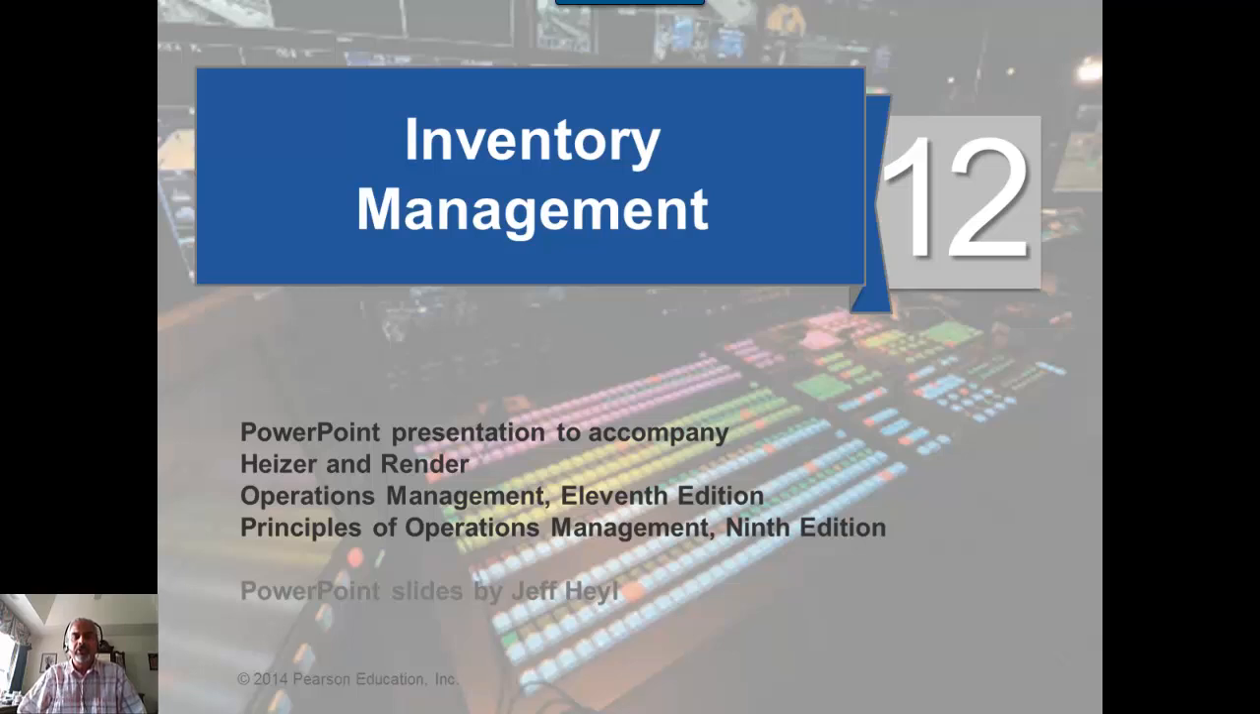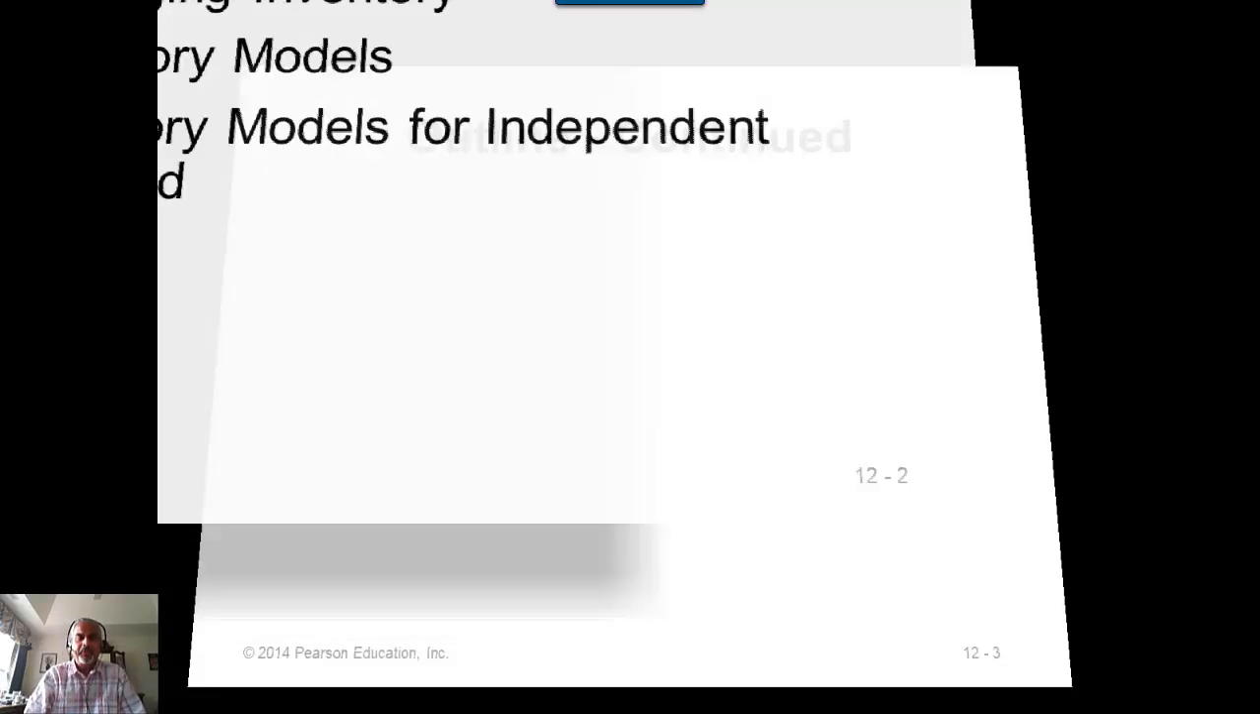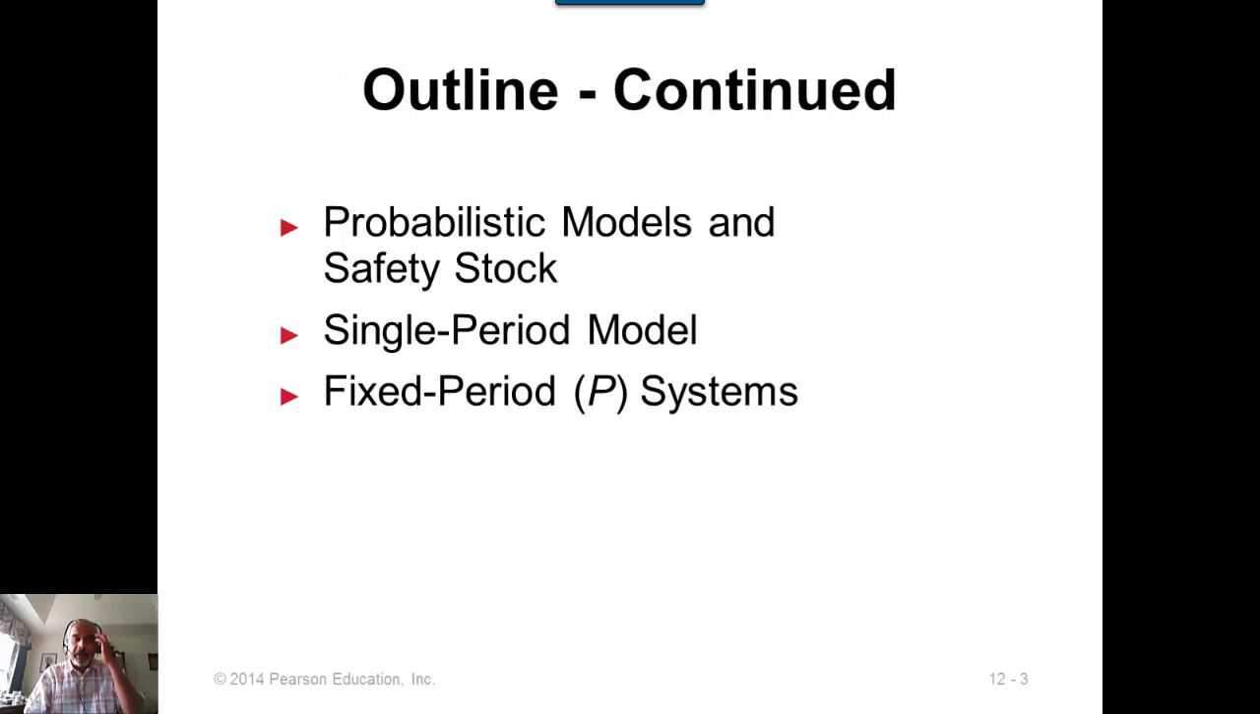Next chapter is inventory management, chapter 12. In this chapter, we're going to cover these topics: the importance of inventory, managing inventory, and we'll be looking at inventory models. These inventory models are specifically for independent demand inventory items. And the models that we will look at for safety stock will be probabilistic models. Then we will look at single period models and fixed period systems.